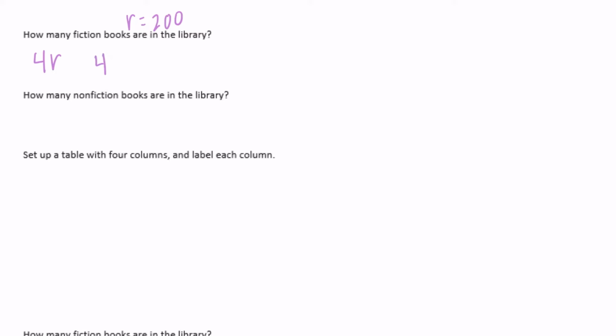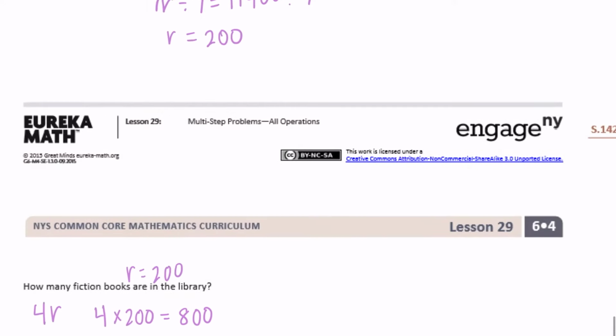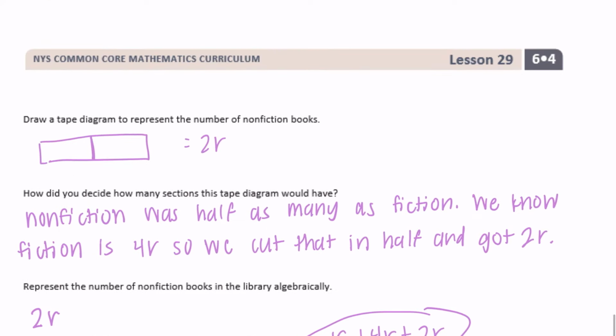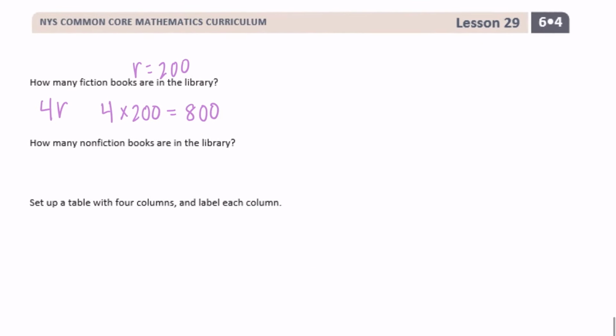Four times 200 is equal to 800 fiction books. How many nonfiction books are in the library? Forget how many that was. So nonfiction was half as many as fiction. Nonfiction was 2R. So 2 times 200 would be 400 books, 400 nonfiction books.